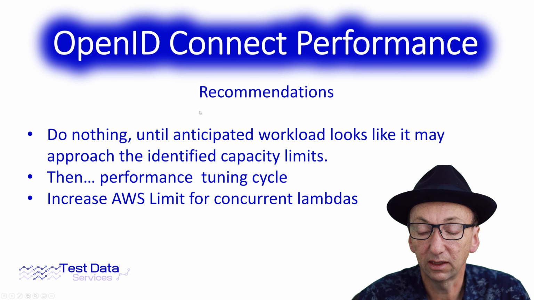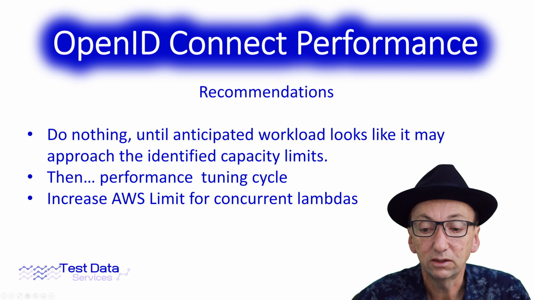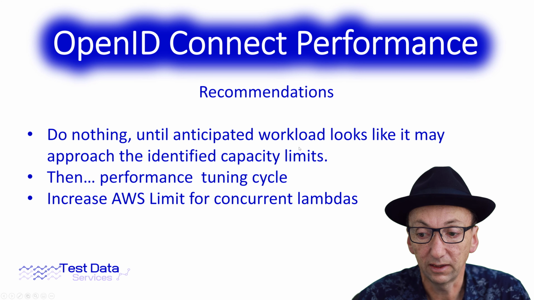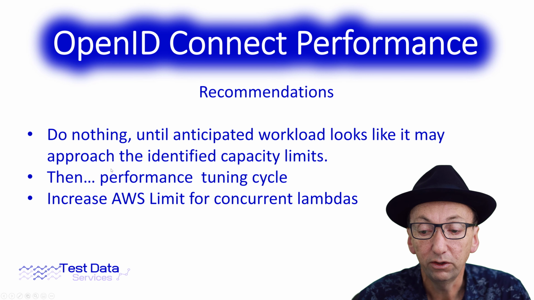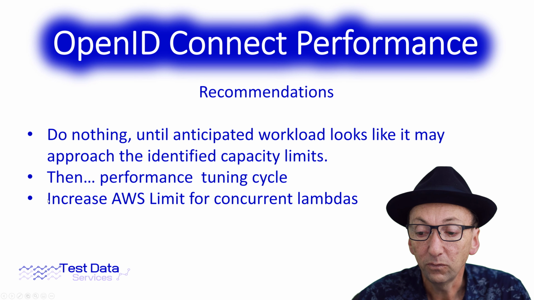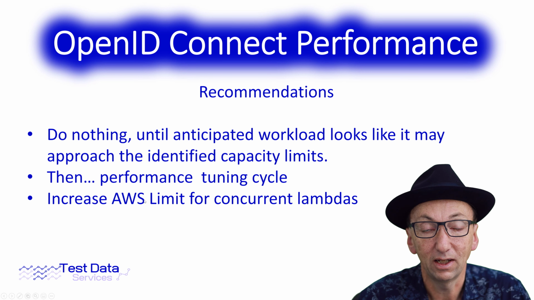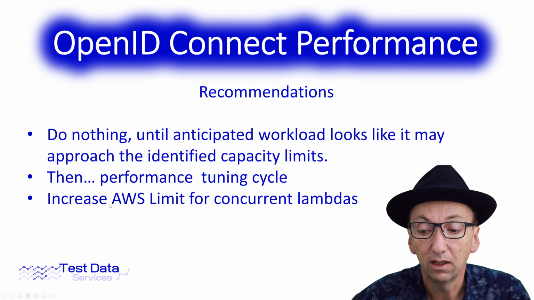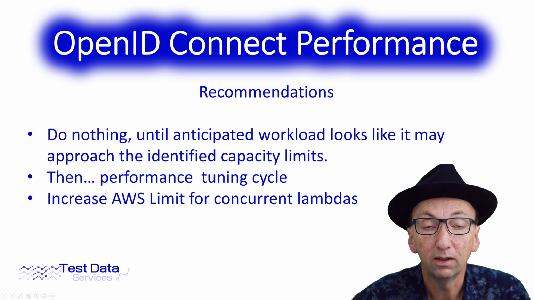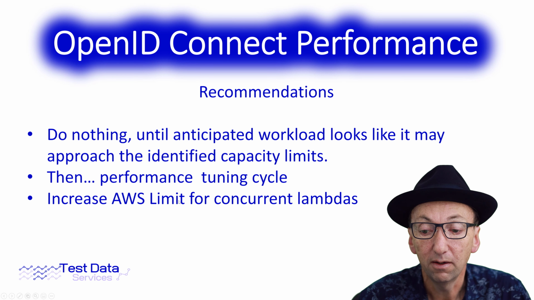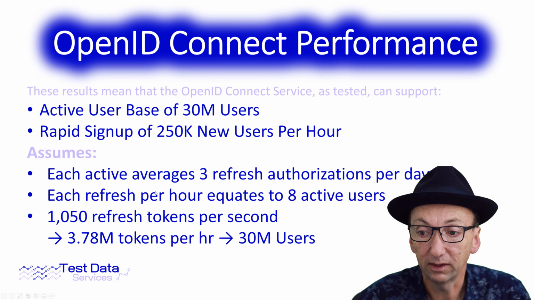So the recommendations for this test cycle is to do nothing until you anticipate that the workload in the future is going to approach capacity. When that looks like it's going to happen, you should fire off a performance tuning cycle so that we can optimize things that can be easily optimized in code or database. And then we can do an increase in concurrent lambdas. We're on the default setting at the moment of 1,000. That can go to 2, 3, or even 4,000. So we could probably, without doing any tuning, double or even quadruple our capacity, but it would be better to tune first and then increase that concurrent lambda capacity.